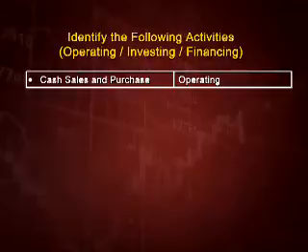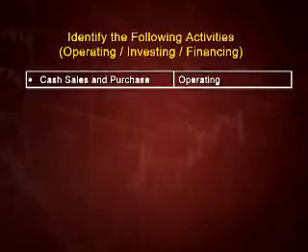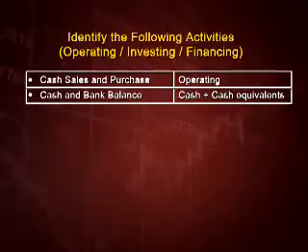Let's start with some basic questions first. Start identifying the following activities, whether they are operating, investing or financing. What is cash sale and purchase? Yes, it is an operating activity. When I tell the activity, I'll pause for a second, you think, and then I'll start with the answer. Let us take the second point. Cash and bank balance. Yes, it's cash and cash equivalent.